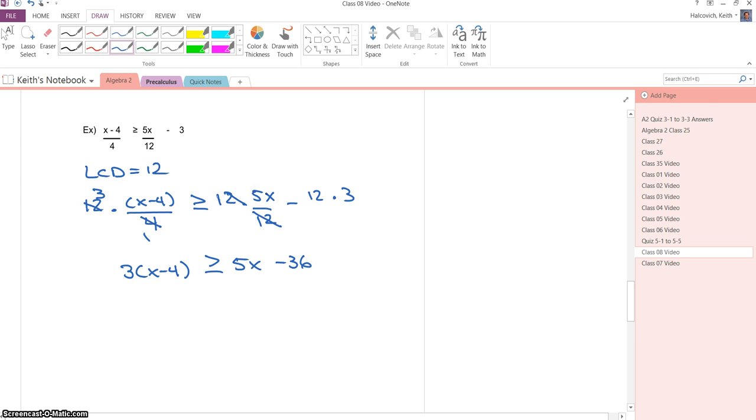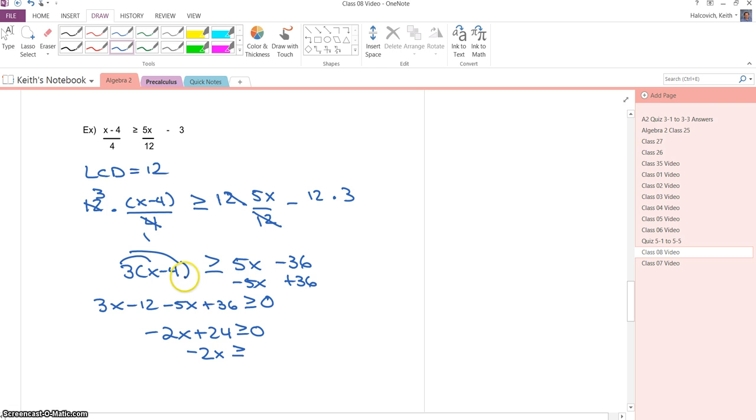Moving everything over to one side after I distribute, so I get 3x minus 12. And then I bring this over, so minus 5x and plus 36 greater than or equal to 0. So I get negative 2x and then positive 24. So now, since it's not quadratic, I can move the 24 over, so I get negative 2x is greater than or equal to negative 24.